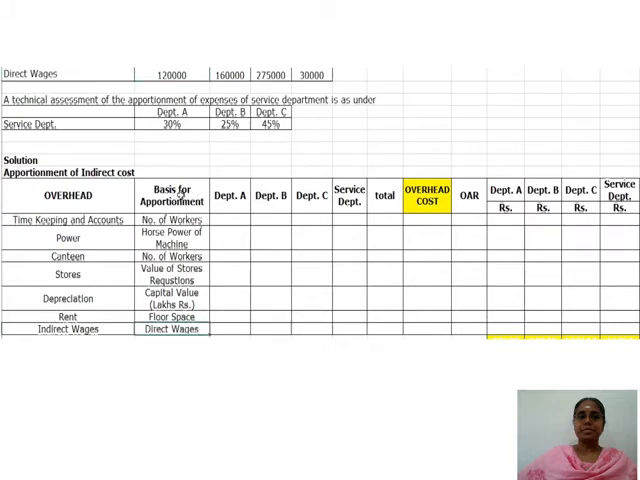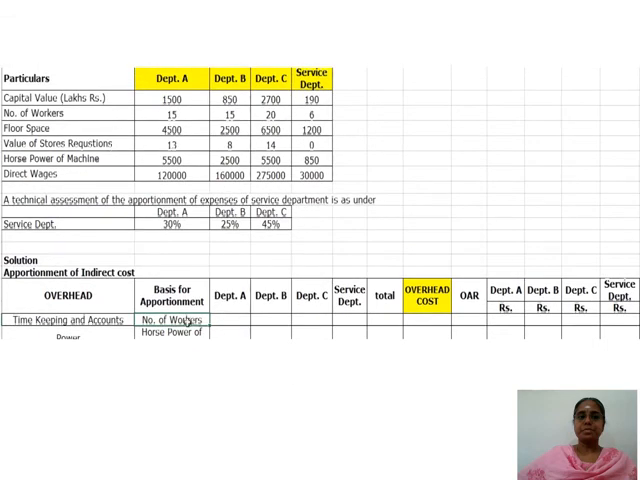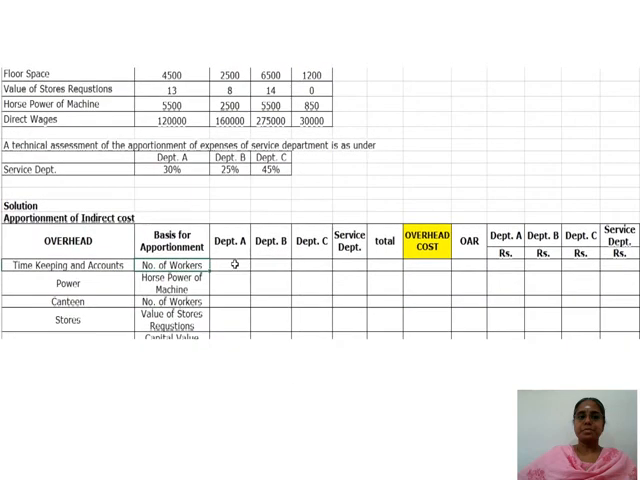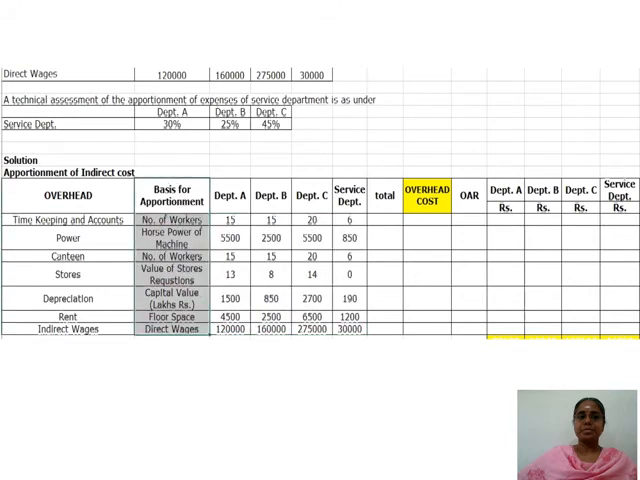So our first job in overhead apportionment is to find the basis for apportionment. If you find the right base, then it becomes easy. Then you write the values, such as the number of workers, for departments A, B, and the service center. From the question, you fill up those values here. I want you to do it in your notes. The only work done so far is finding the basis for apportionment and, after finding the basis, filling up the values for the departments and the service department.